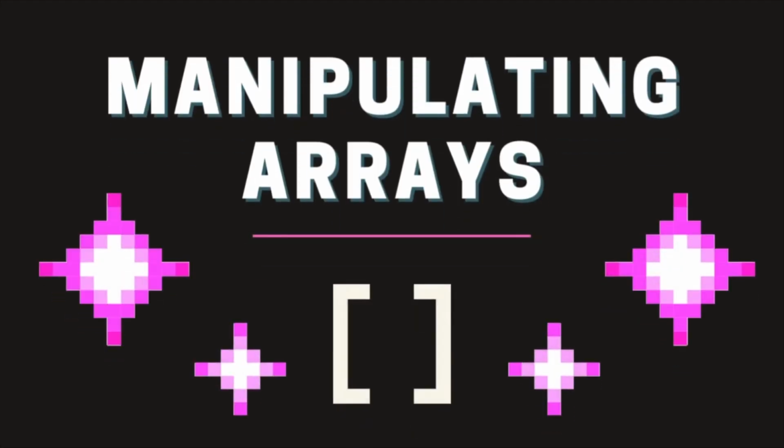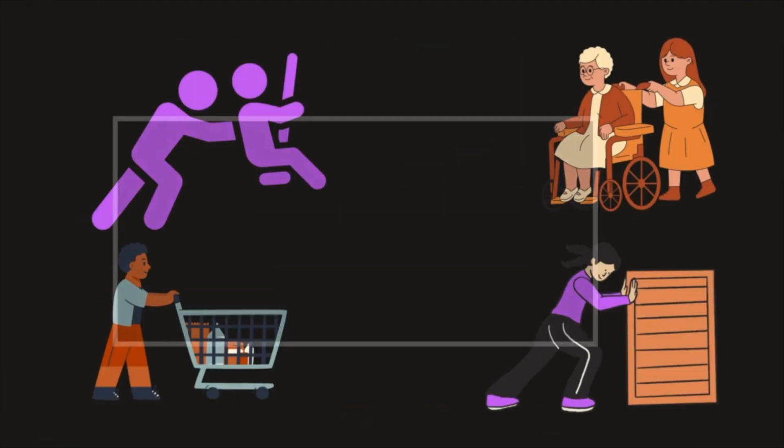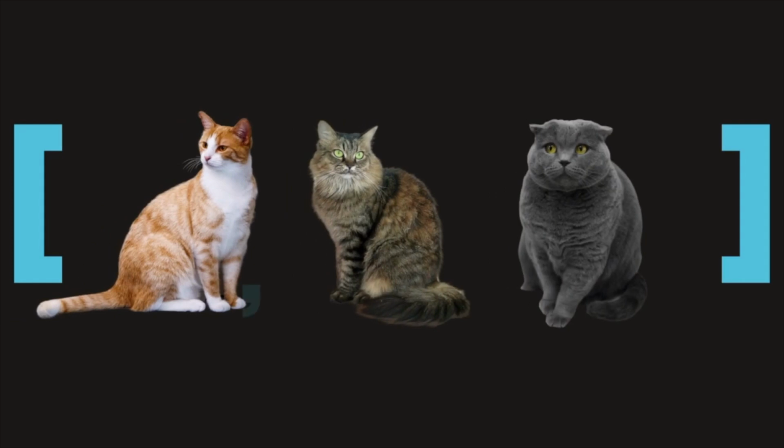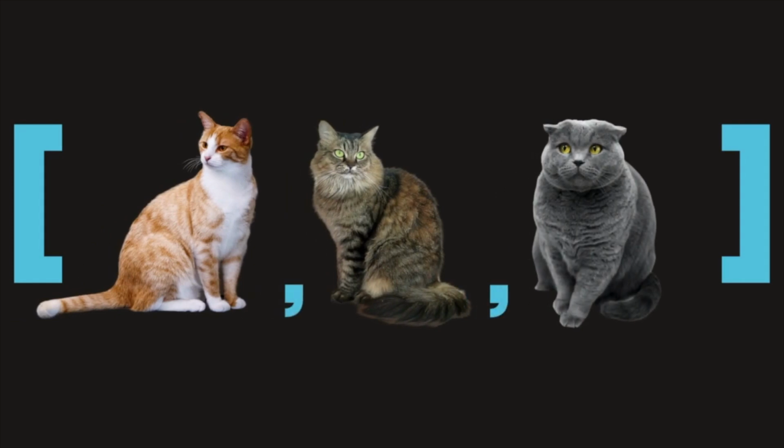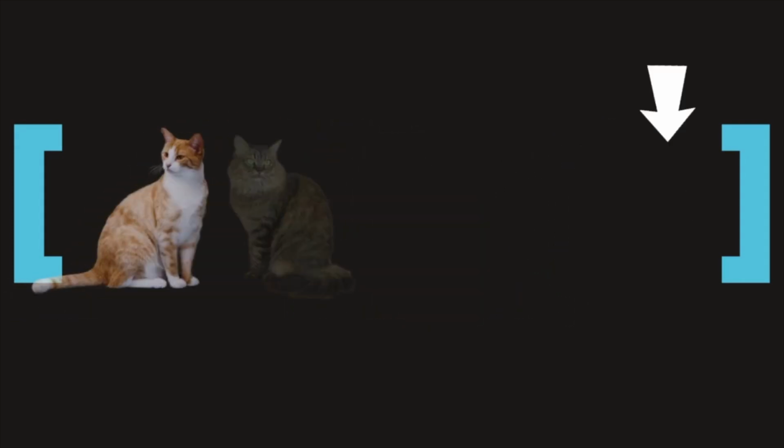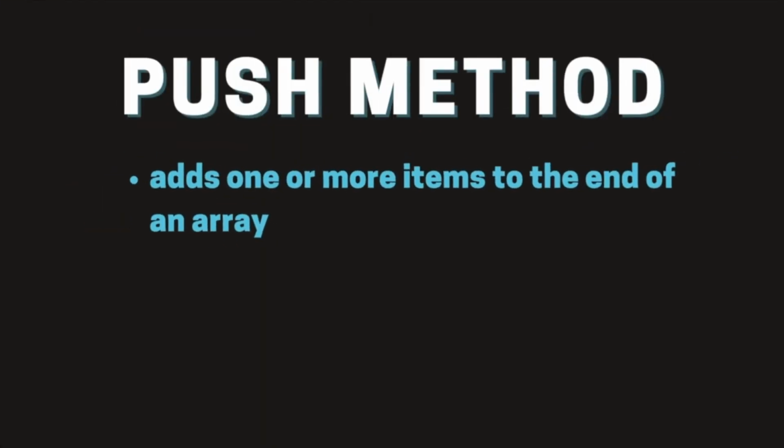This video is a part of a series all about manipulating arrays. Let's talk about the push method. Say we have our 3 cats listed out in an array, but we want to get a new kitten. We can use the push method to add the new kitten to the array of cats. The push method adds 1 or more items to the end of an array.